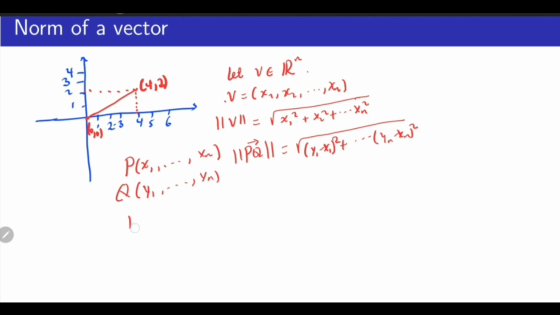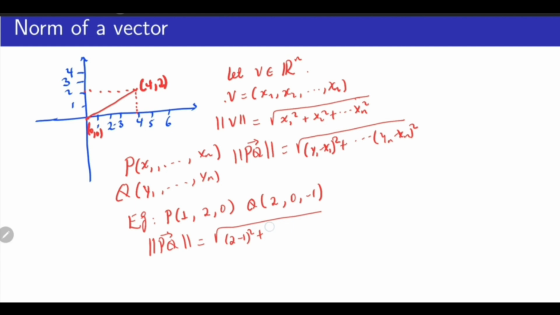For example, if you have 2 points in 3D, let's say P is (1, 2, 0) and Q is given by (2, 0, -1), then the norm of the vector PQ is the square root of (2 minus 1) the whole squared plus (0 minus 2) the whole squared plus (-1 minus 0) the whole squared, which is the square root of 1 plus 4 plus 1, which is the square root of 6.